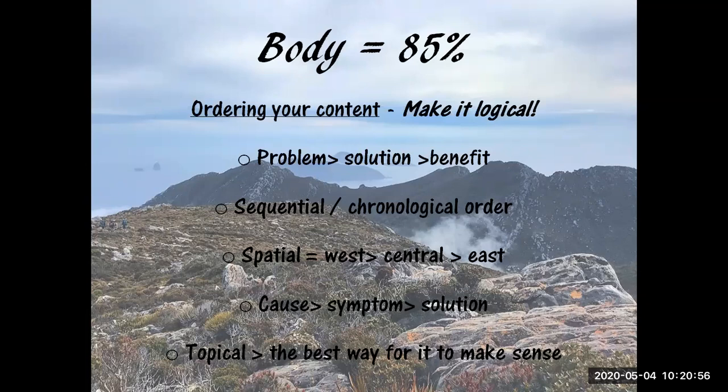The next is spatial. So you could be talking about moving around the area, or you've got your 3 key points starting in the west, moving to the central and heading to the east, or north to south. So think about spatial if you're talking about traveling across an area, or your key 3 points are located in different areas around your location. You might look on a map and put them into a spatial order.